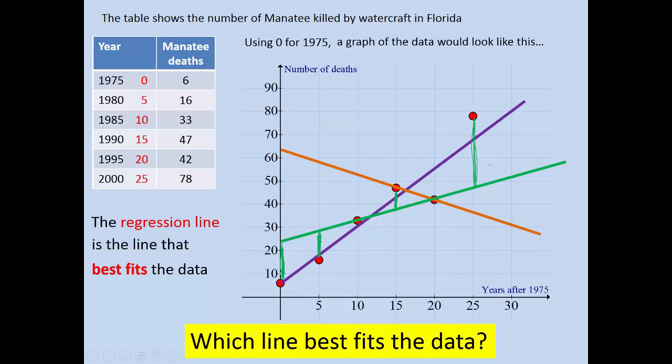Okay, let's look at the orange line. On the orange line, starting over on the right, here is the distance that this point is from the orange line. I'm making those wide so you can see them. So these are the distances that the dots are from the orange line.